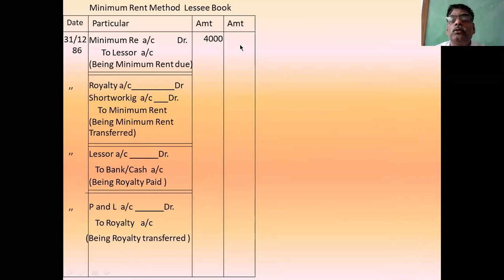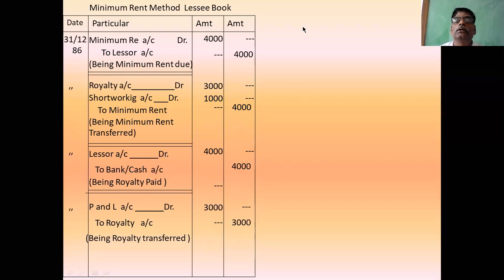Second year minimum rent is 4000. Debit, credit. Then 4000 transferred to royalty 3000, short working 1000. Total minimum rent 4000. Okay, second year. Payment 4000 to lessor. 4000 is the payment. Then this royalty goes to P&L account. 3000 royalty goes to P&L account. Four entries in the books of lessee.